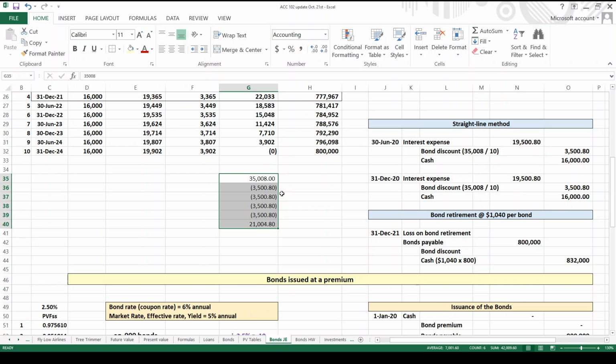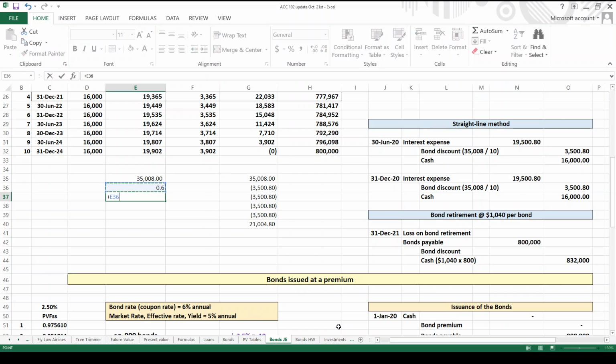Another way of looking at it is, well, this is straight line. You say to yourself, I started with 35,008. If I amortized 2 years already, that's 2 out of 5, that means I amortized 40% of the balance already. So how much is left? And Mrs. C is thinking, 60%, of course, right? I'm going to multiply 21,004.80. Yeah? Okay, either way, that's the unamortized bond discount.